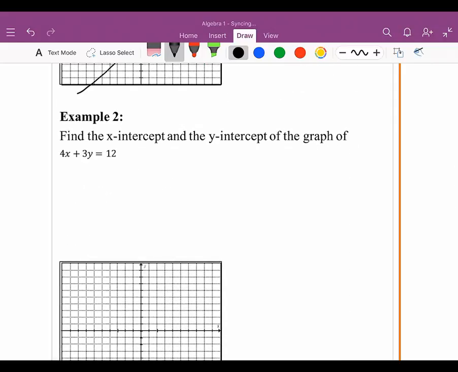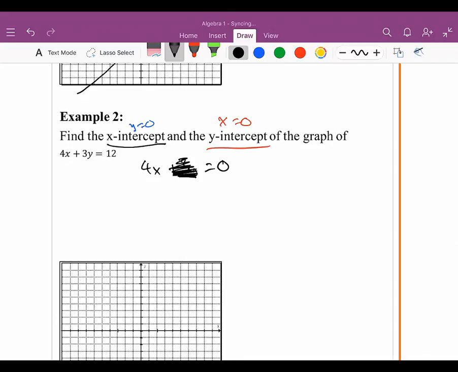Find the x and y-intercept of the graph 4x plus 3y. So again, like I mentioned, if you want to find the x-intercept, y has to be 0. If you want to find the y-intercept, x has to be 0. Kind of reverse. And another easy way: if you're finding the x-intercept, ignore the y. So if you plug in 0 for y, anything times 0 is just going to cancel.